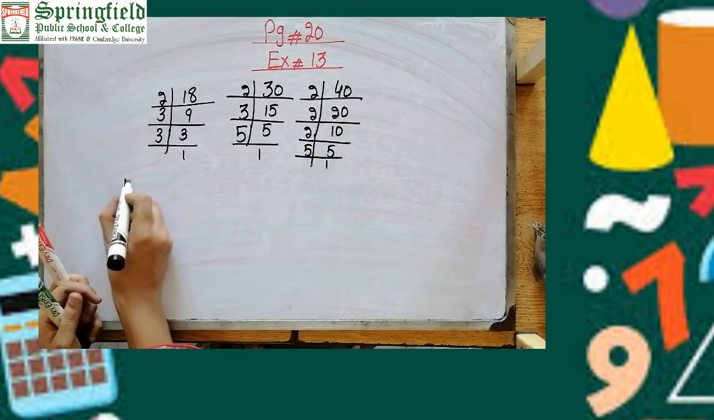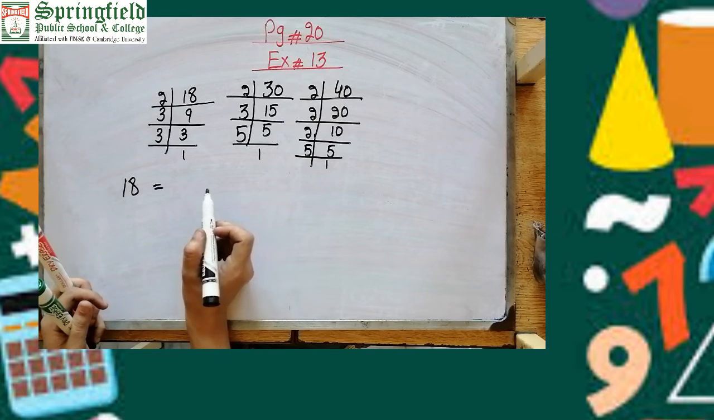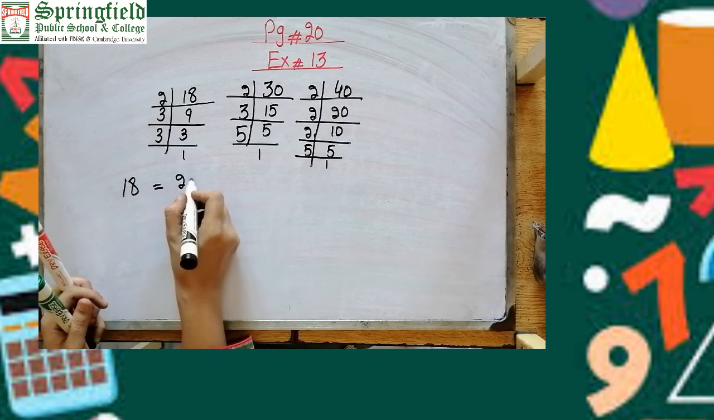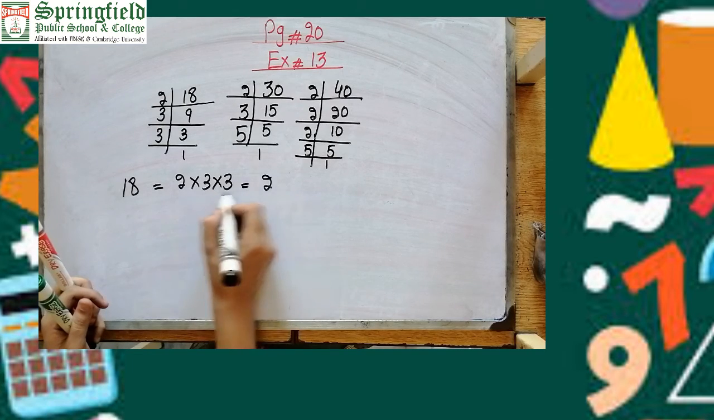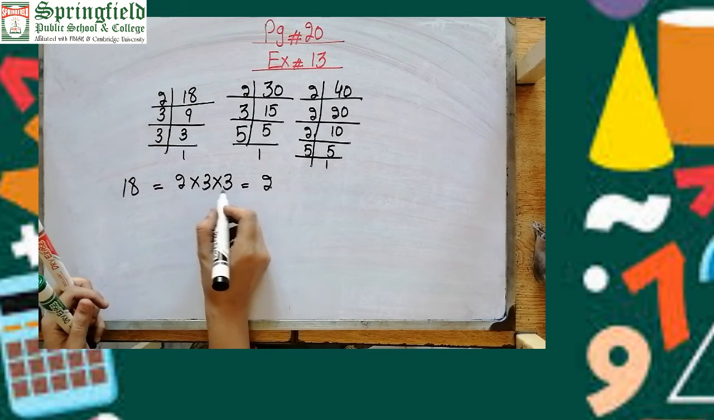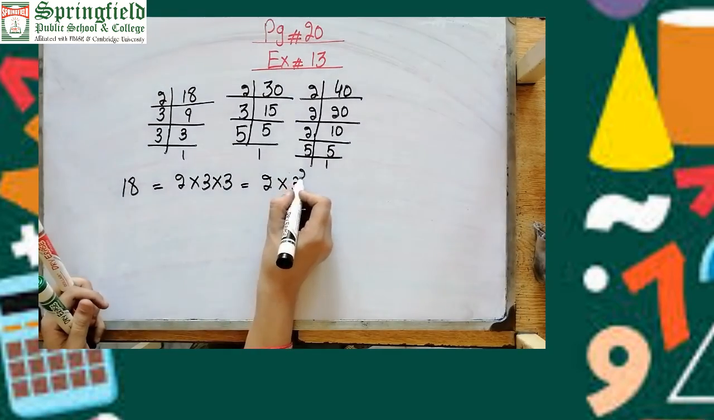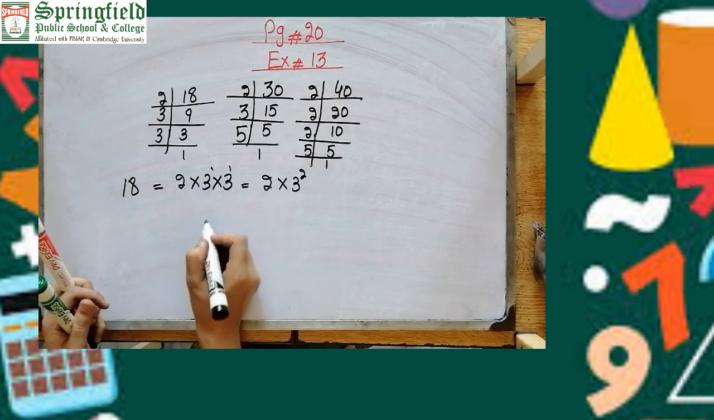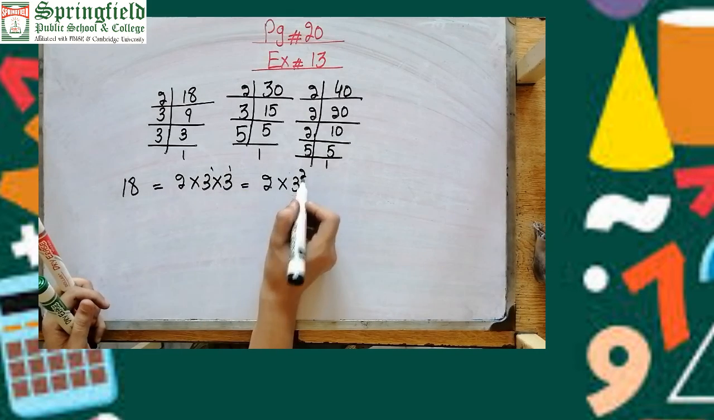Now write down the factors of 18. Here we are finding the LCM, so we will make the powers. 2 multiply 3 multiply 3. We can write in index notation 3 two times, so we can write 3 power 2. When the bases are the same, the powers will add. So base same, powers add, 1 plus 1 becomes 2.